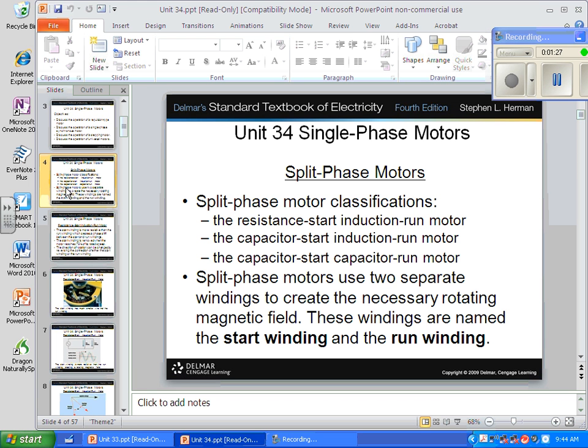Split-phase motors use two separate windings to create the necessary rotating magnetic field. They're named the start winding and the run winding. And we just said this motor is capacitive start, so the capacitor is always connected to the start winding. That's something in the lab I'll ask you when you come up with a PSC motor.